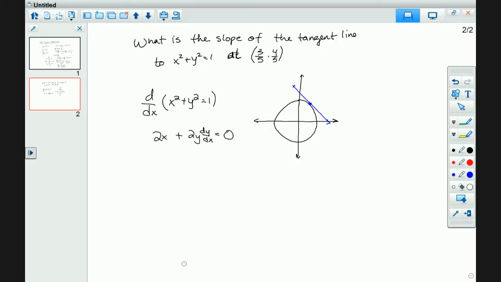No, just if you do a y. Okay, now you have two options here. You can solve for dy/dx like you did on the last one, and then plug in the point for the slope, or you can plug it in now and solve for dy/dx. Doesn't matter.